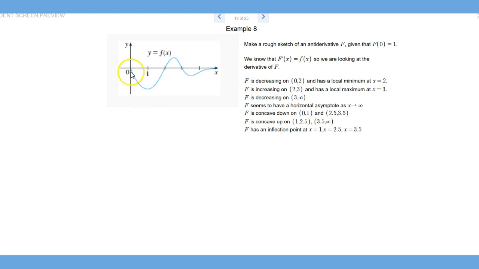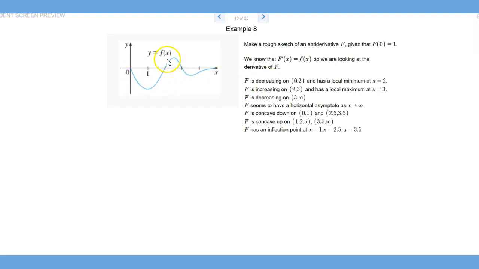So this function is actually the derivative of this capital F function that we're looking for. So this is really a rehash of what we learned about earlier. Since this is the derivative of capital F, that means that F prime of x equals lowercase f, which is given in this graph. So what do we know about F based on its derivative?